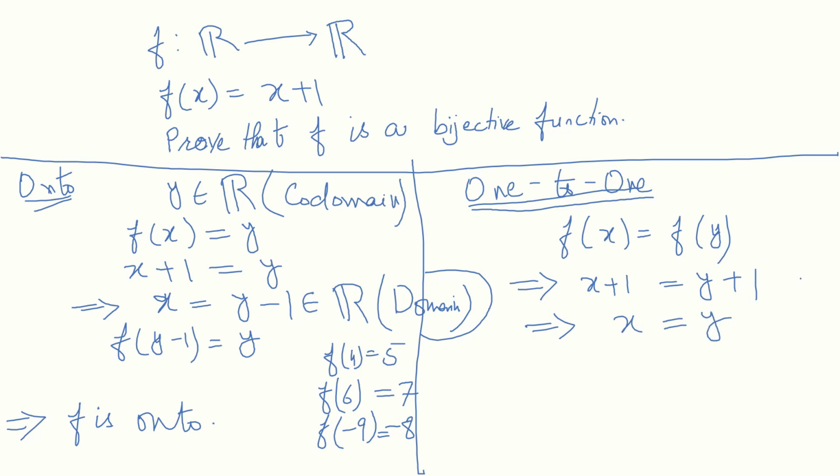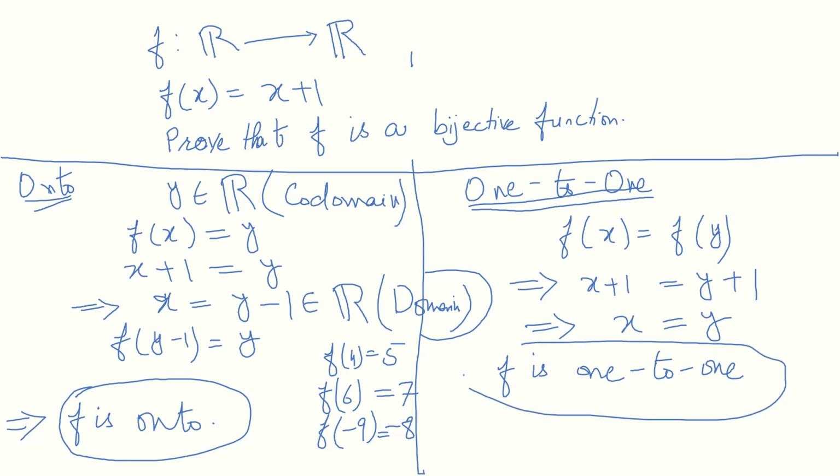It means that f of x is equal to f of y is only possible whenever x and y are the same element. This is the definition of a 1-to-1 function. Therefore, f is 1 to 1. Since f is onto as well as 1 to 1, therefore f is a bijective function.